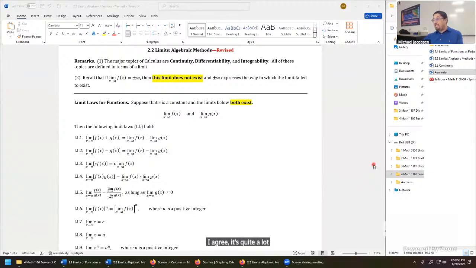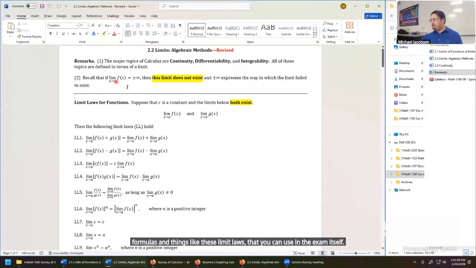Another thing to keep in mind is when it comes to exams, I put on the very last page of exams formulas and things like these, limit laws that you can use in the exam itself. So this is something I probably would put on our very first exam, just the statement of limit laws as a resource.